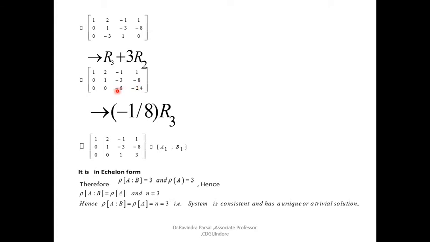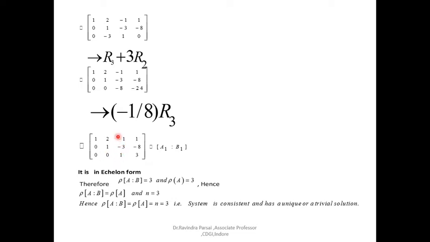One more thing here: the third row is divisible by 8, so I divide by minus 8. This gives you [1 2 -1 1; 0 1 -3 -8; 0 0 1 3], since minus 24 divided by minus 8 gives 3. So you are getting this value.